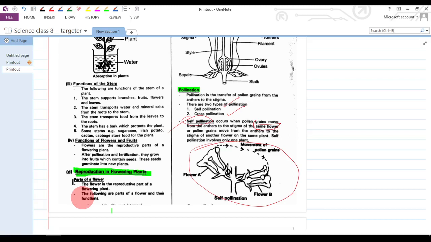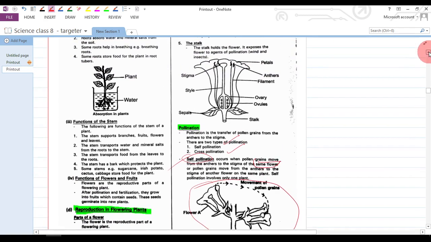In this video, we shall look at the reproduction in flowering plants. We shall look at the parts of a flower. Now, the flower is the reproductive part of a flowering plant, and the following are parts of a flower and their functions. We shall look at them.